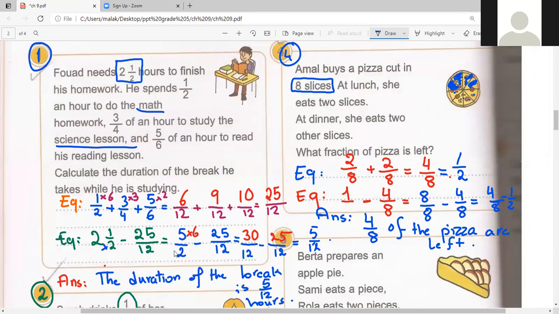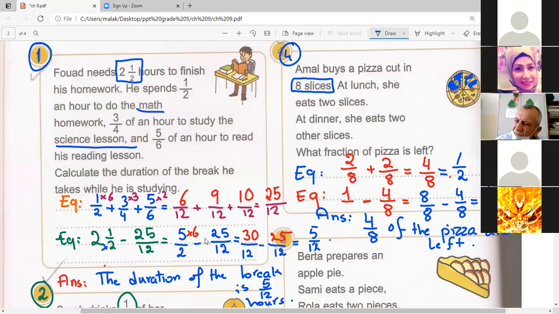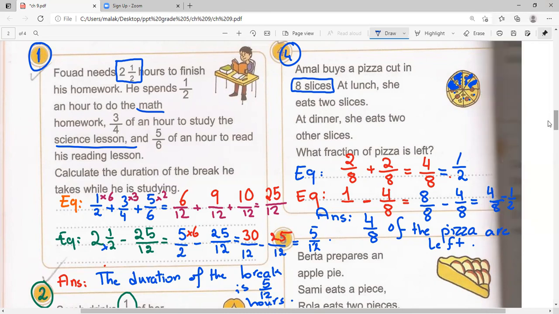Ali, you can ask me now. What do you want? Teacher, I'm done. Thank you, madam. Welcome. Goodbye. Ali, repeat your question, please. Teacher, I didn't write it right away. No, no, no. I said first equation. You have to write how many pieces did she eat, then the remaining number.